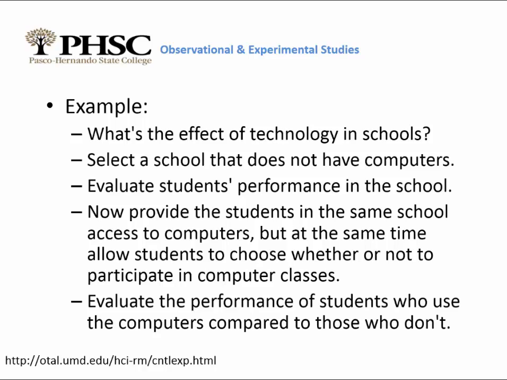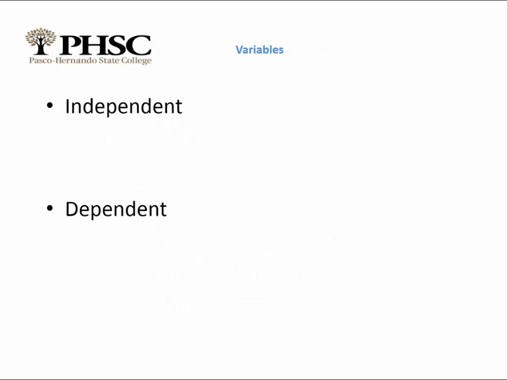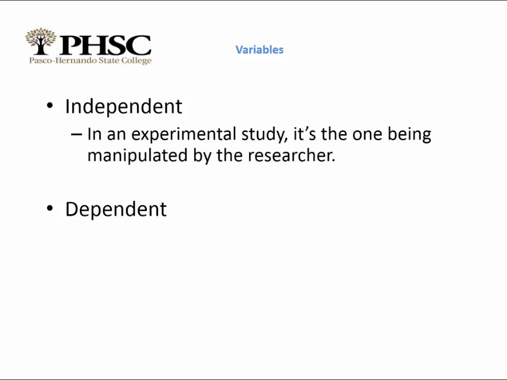And then you evaluate the performance of students who use computers compared to those who don't. So let's talk about variables. In variables, we have independent variables and dependent variables. In an experimental study, the independent variable is the one that's being manipulated by the researcher, and it's also called the explanatory variable.